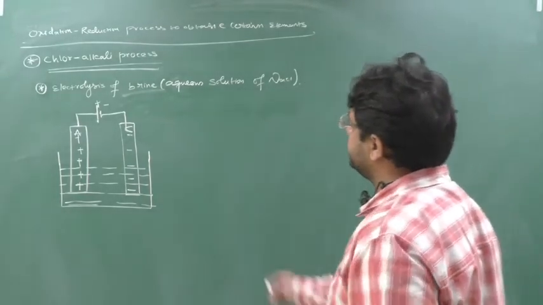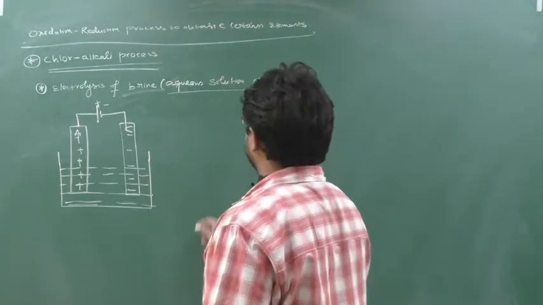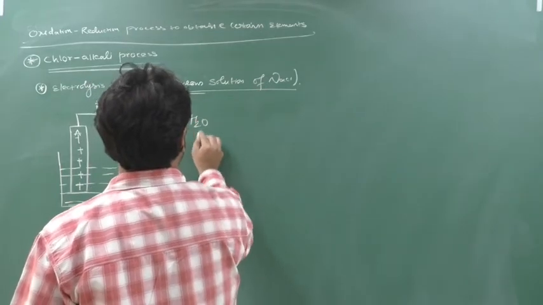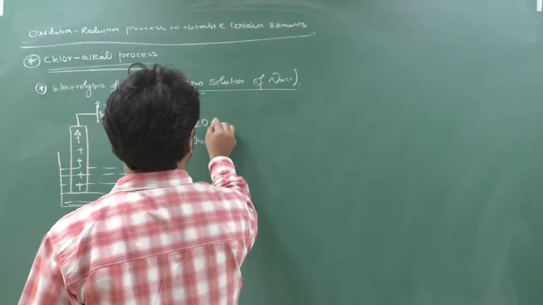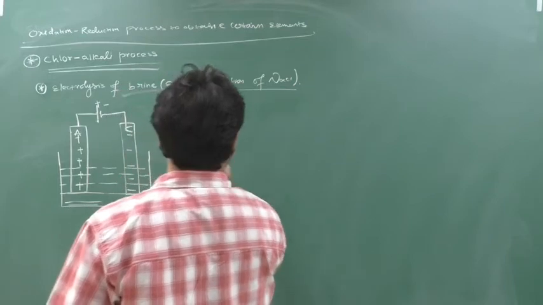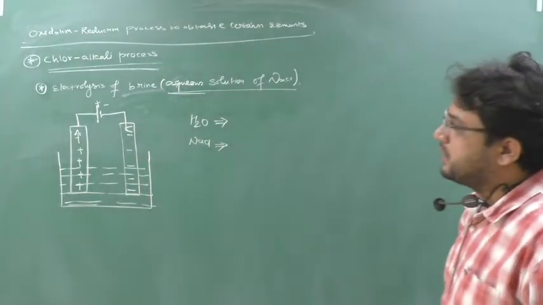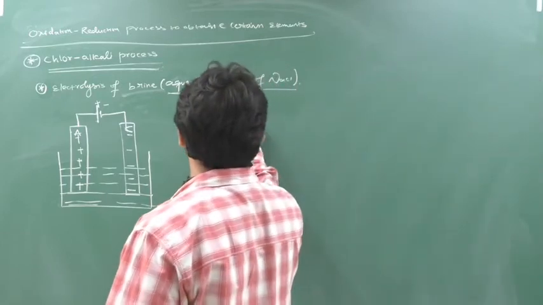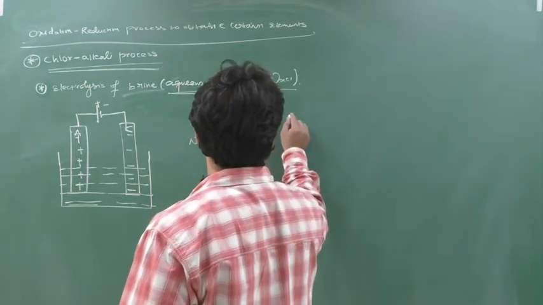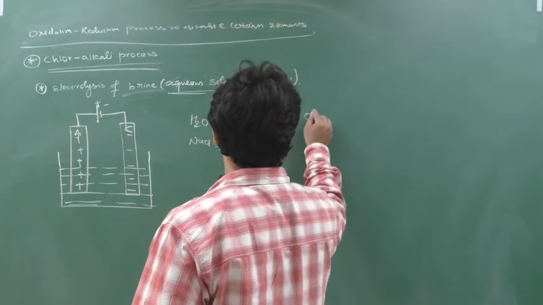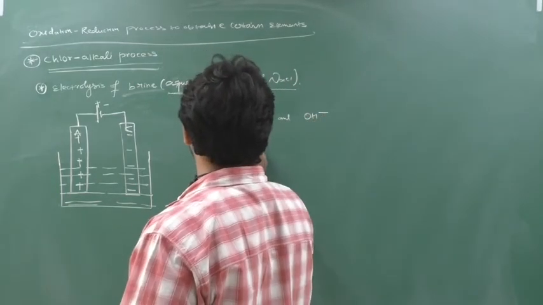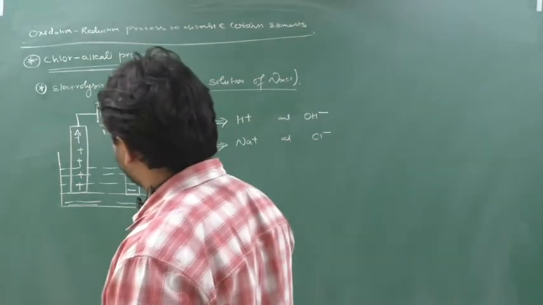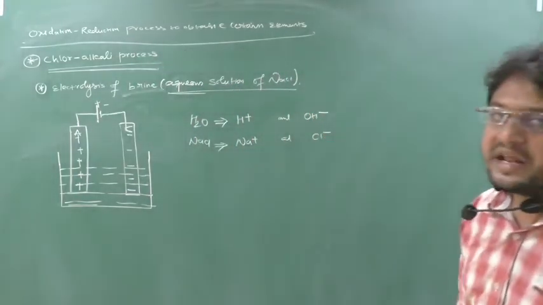So here we have two things. See beta, aqueous solution of NaCl. So I have here water and I have here NaCl also. Yes or no? When I pass the electric current in the chlor-alkali process, this H2O will get split into H plus and OH minus. Yes or no? And NaCl will get split into Na plus and Cl minus. So now who will go to whom? There will be a race.